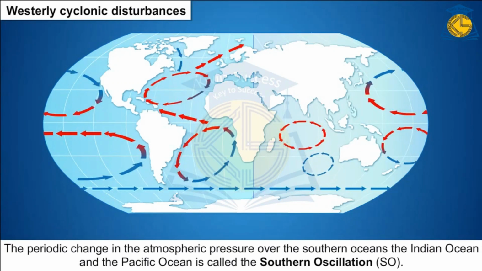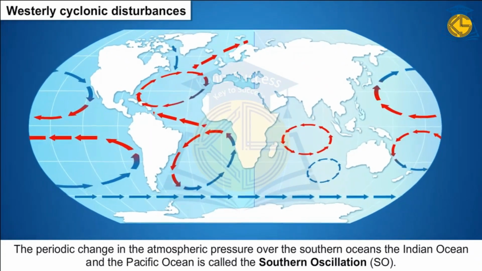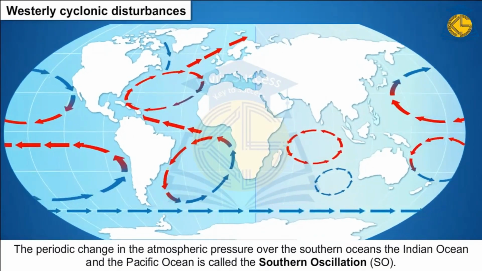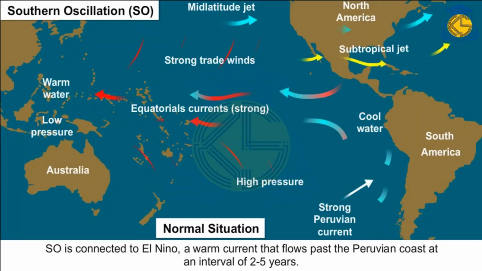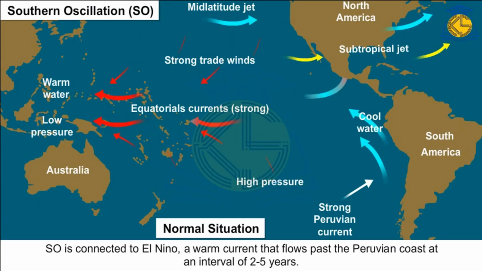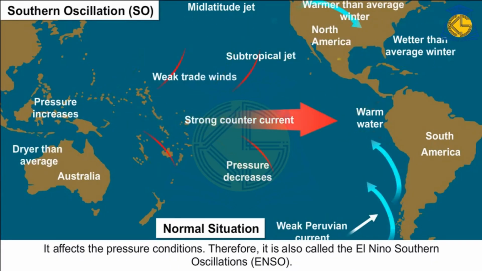The periodic change in the atmospheric pressure over the southern oceans, the Indian Ocean and the Pacific Ocean is called the Southern Oscillation, or SO. SO is connected to El Niño, a warm current that flows past the Peruvian coast at an interval of 2 to 5 years. It affects the pressure conditions. Therefore, it is also called the El Niño Southern Oscillations, or ENSO.